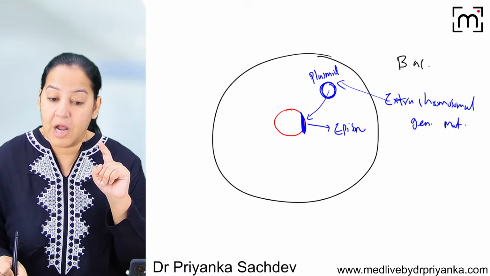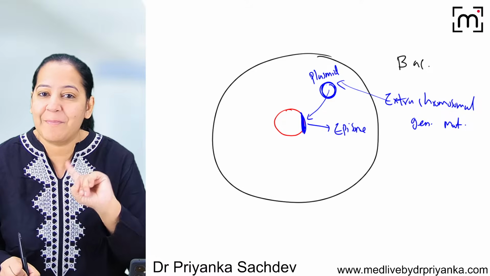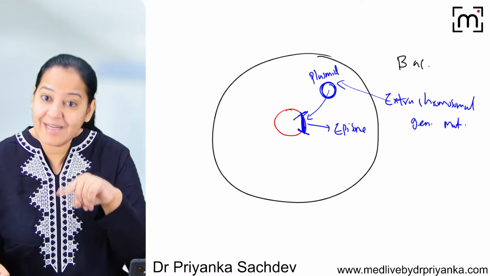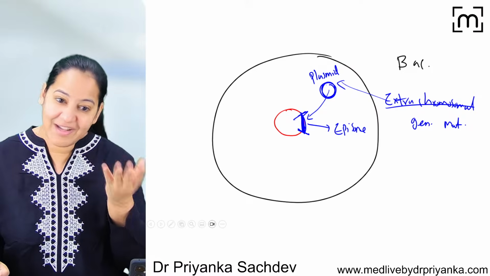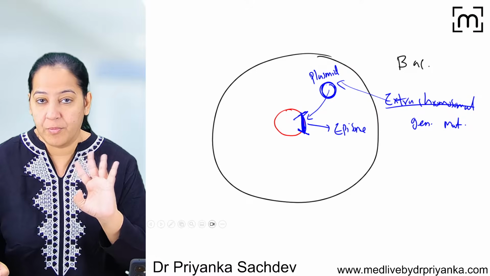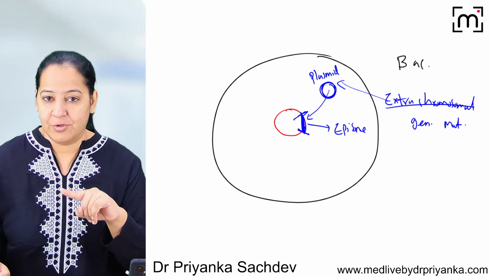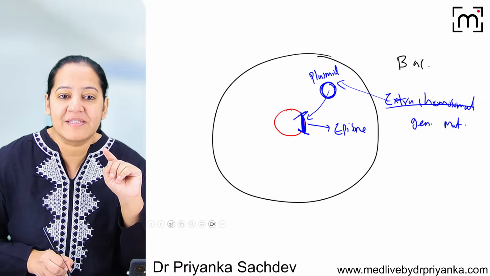It is known as an episome. Now it is integrated with the chromosome, but it is not a part of the chromosome. It is extra chromosomal only. It is integrating with the chromosome, but it is not a part of it. So it is known as an episome. So plasmids and episomes are the same.